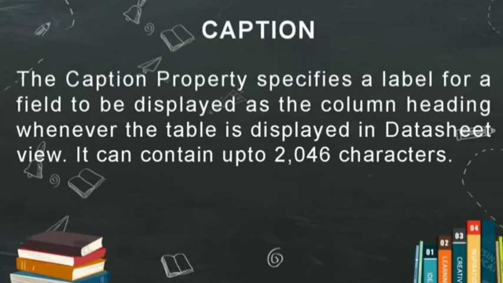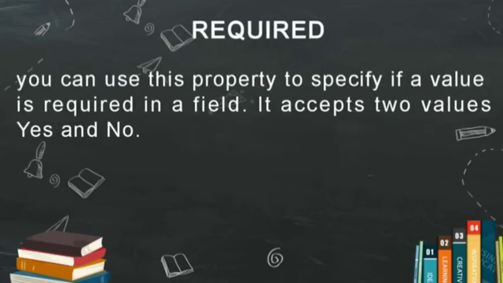Well, now we will go through some field properties which we will use further in the practicals. Let's begin with the first field property, which is caption. Now what is the purpose of the caption field property? This property helps us to display another name for the field which would make it more relevant, and its limit is up to 2046 characters. Now the next field property is required. This property helps us to specify whether it is mandatory to enter a value into the field or not.